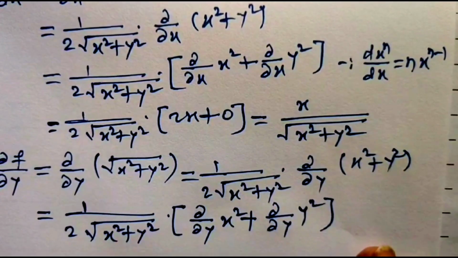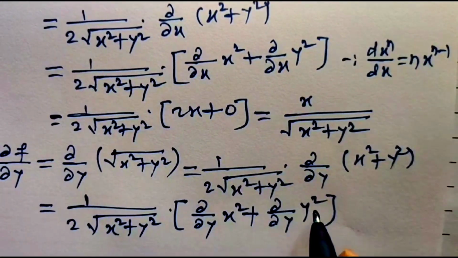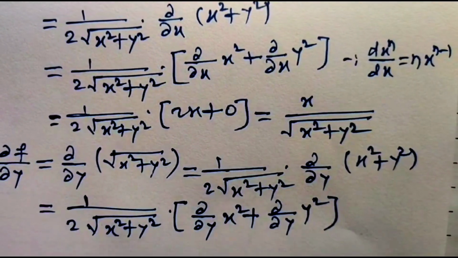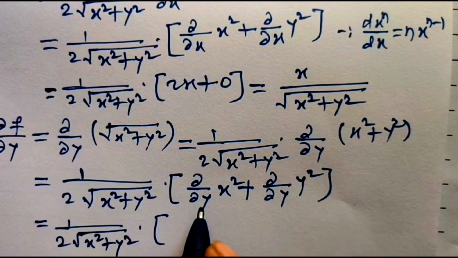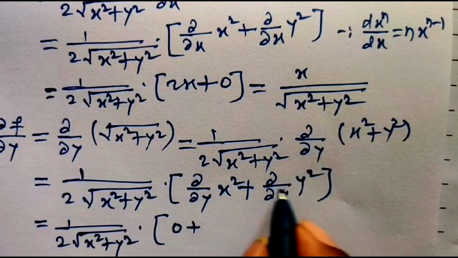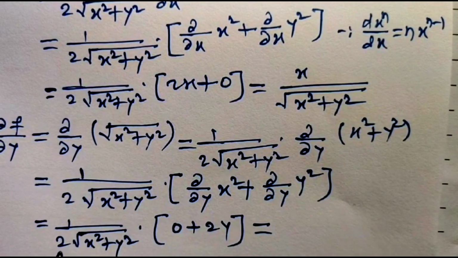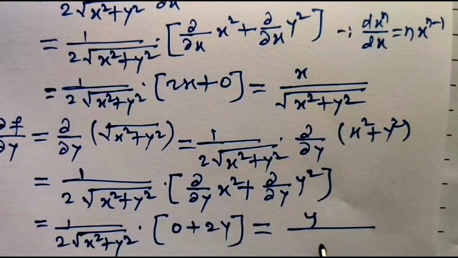We are differentiating with respect to y, so considering x as constant, derivative of x square becomes 0, and derivative of y square becomes 2y. So this is equal to 1 upon 2 root x square plus y square into derivative of x square with respect to y is 0 plus derivative of y square with respect to y is 2y. Simplify, this 2 gets cancelled with this 2, and partial derivative of f with respect to y is y upon square root of x square plus y square.